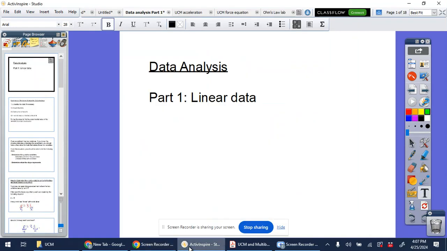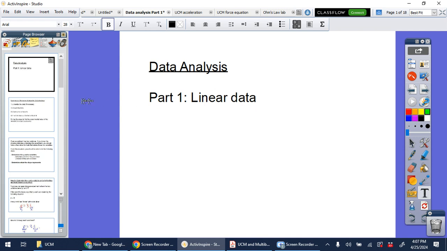So this is going to be my video on data analysis and how you do all our labs for the entire year. And this video is actually going to be in two parts. This first video is going to be part one with linear data. And then later on, I'm going to have a video, which is part two, which is with nonlinear data.